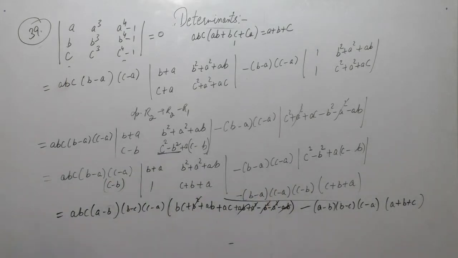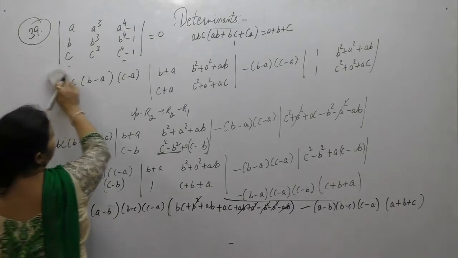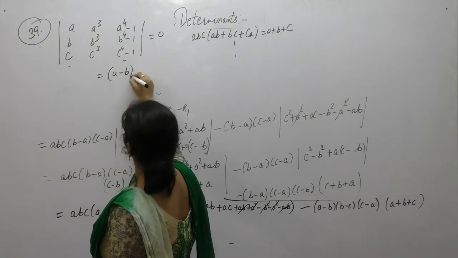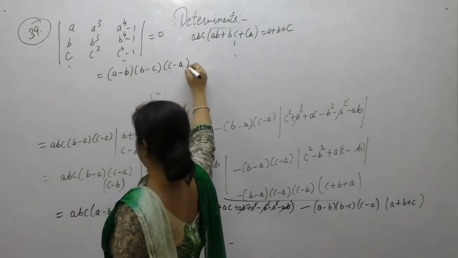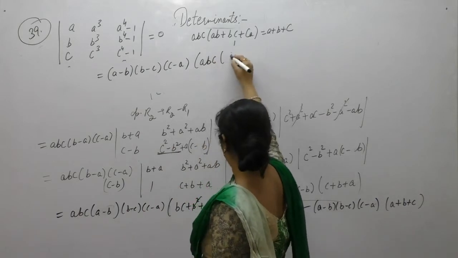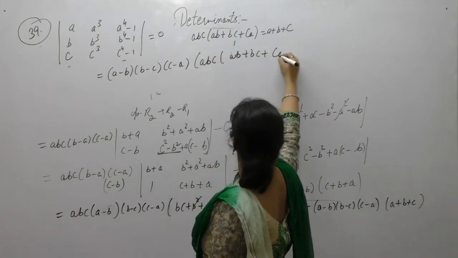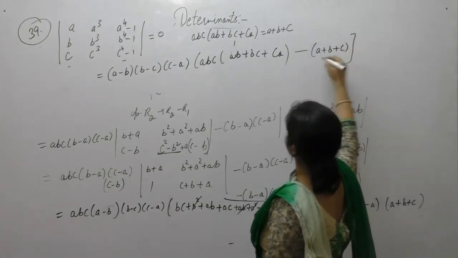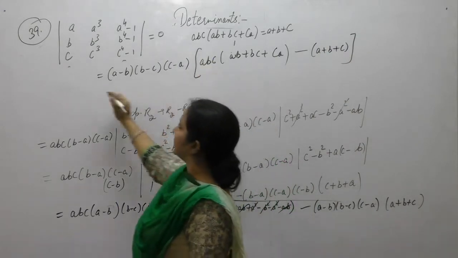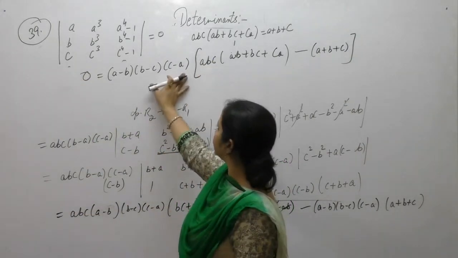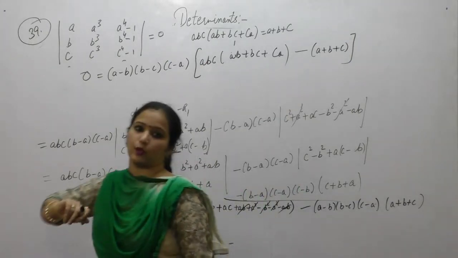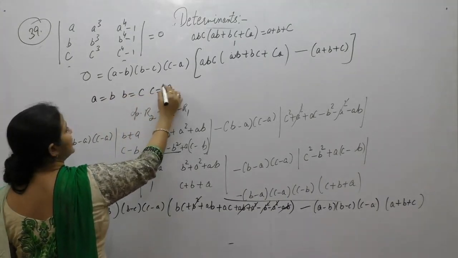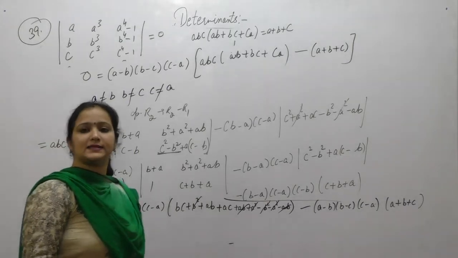So A minus B, B minus C, C minus A is common from both the terms. So A minus B, B minus C, C minus A, ABC into AB plus BC plus CA minus A plus B plus C. Since this determinant is equal to 0, either this term is 0 or this term is 0. If these terms are 0, then A equals B, B equals C, C equals A. But it is given that A, B, C are all distinct.